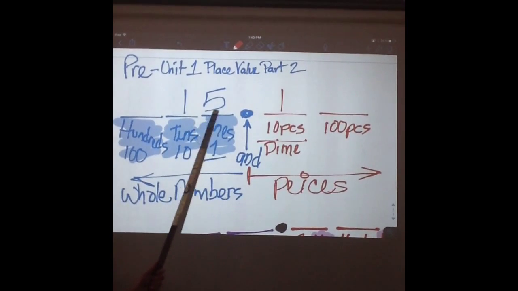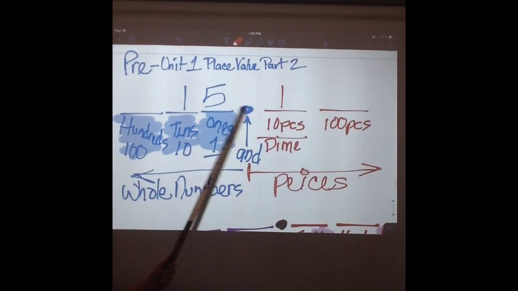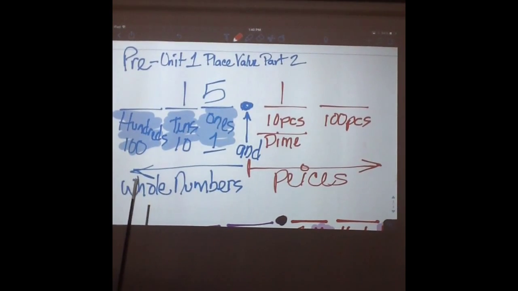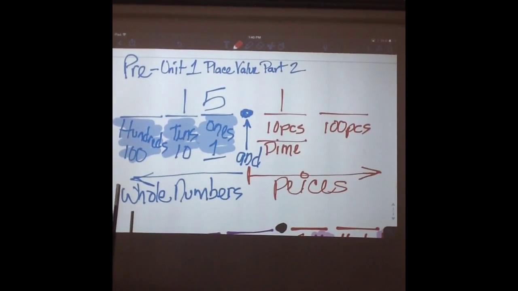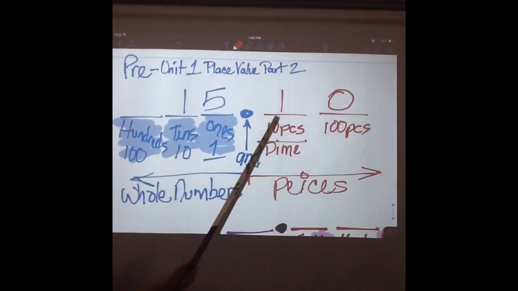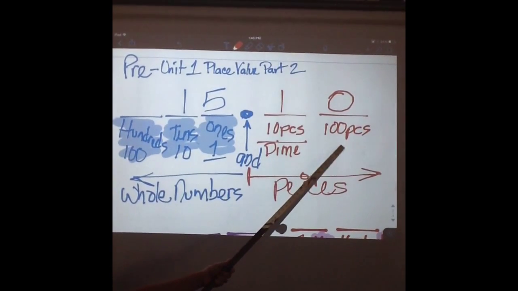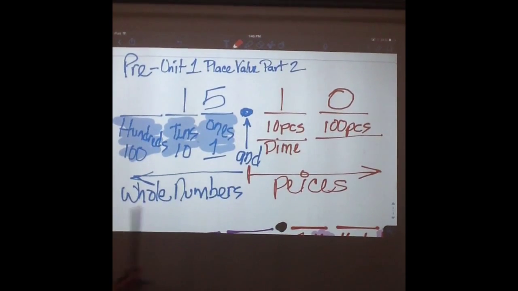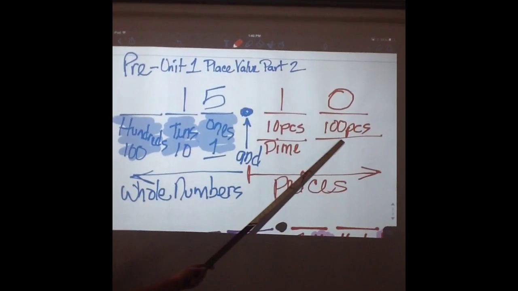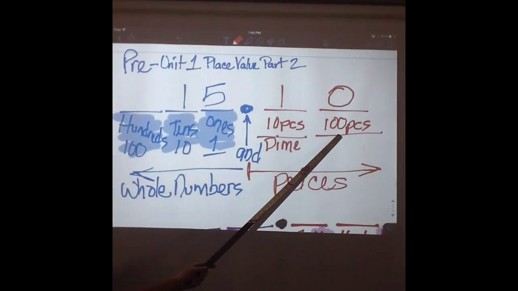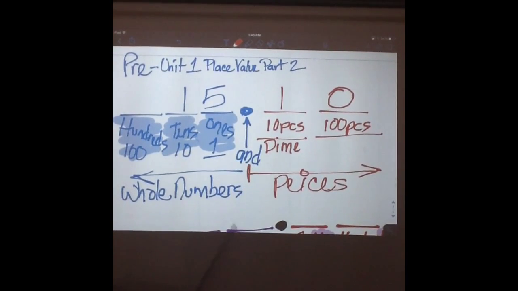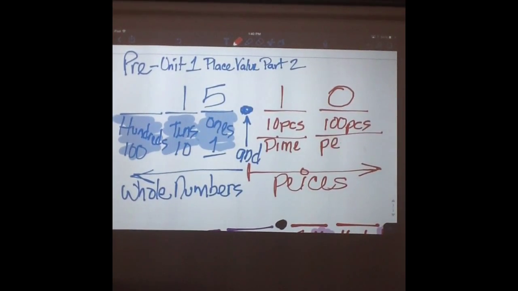So I would have $15 if this was money. And how many dimes? 1. Which would equal how many pennies? Oh, look at that. I'm going to put a 10 here. So what do you think these 100 pieces means in money? Do you think that this 0 over here means $1? No. What would these be in our money? Pennies. So let's put pennies under here, okay?